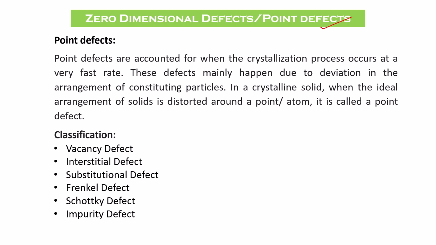Point defects are accounted for when the crystallization process occurs at a very fast rate. These defects mainly happen due to deviation in the arrangement of constituting particles. In a crystalline solid, when the ideal arrangement of the solid is distorted around a point or atom, it is called a point defect. Vacancy, interstitial, substitutional, Frenkel, Schottky, impurity: these are point defects.